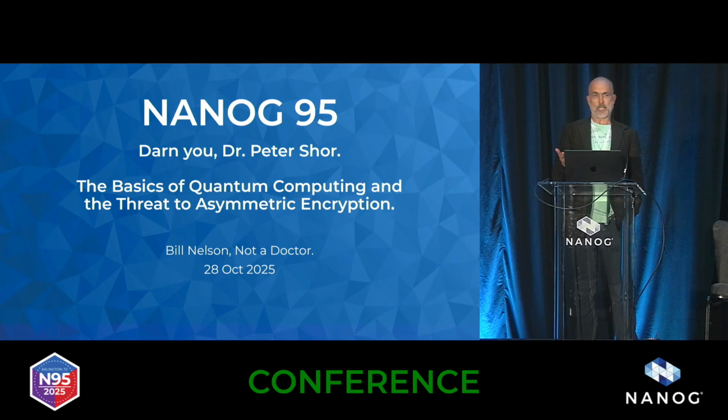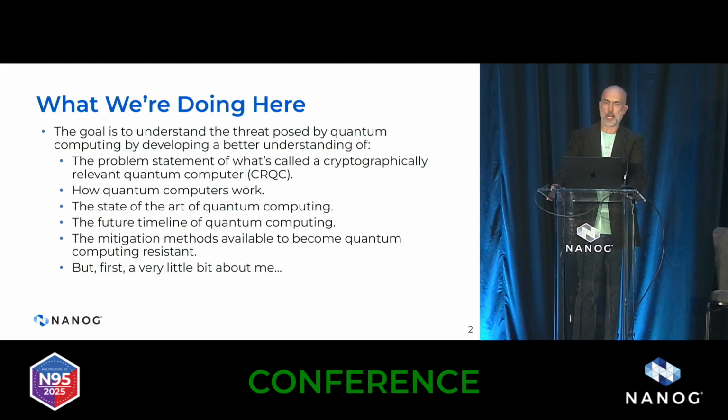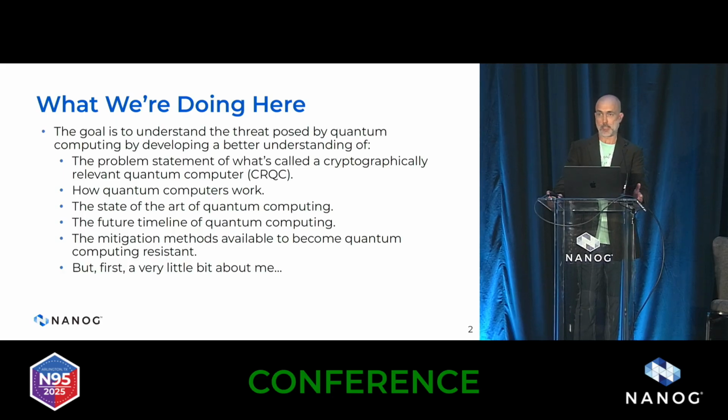This is what we're going to discuss in the next 25 minutes. We're going to talk about the problem with quantum computers, how quantum mechanics and computers work, tracking the state of the art of a quantum computer, timelines until one gets here, and what can be done about it before one does get here. Now, I'm going to use the terms quantum computer, quantum processor, and QPU interchangeably throughout. They mean the same thing.